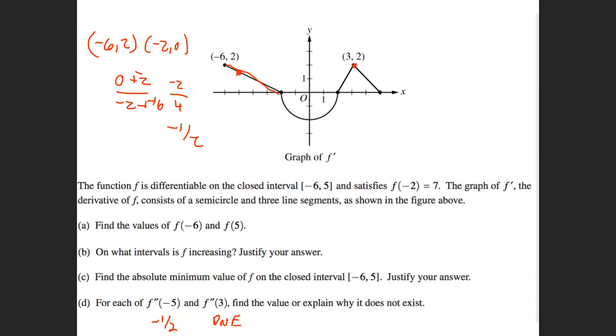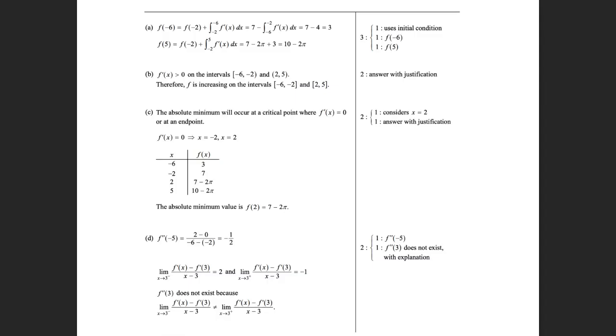And if I look at the answer key, that was 2 points. Did I find the slope wrong? Oh no, right up here, negative 1/2. Okay, phew. And f double prime of 3 does not exist because it's a corner or a cusp. Whew.